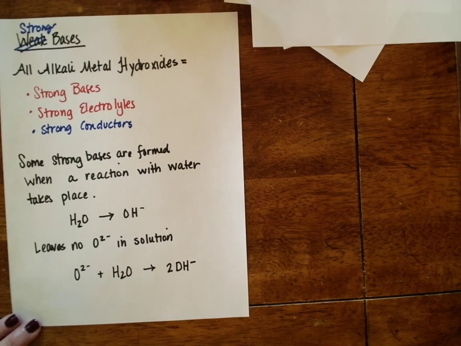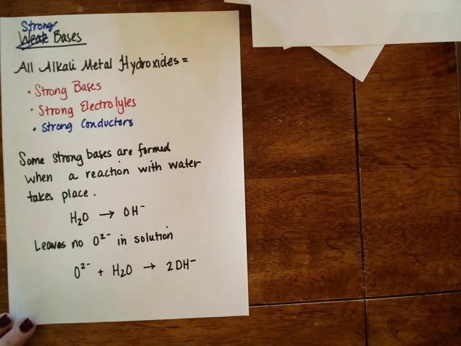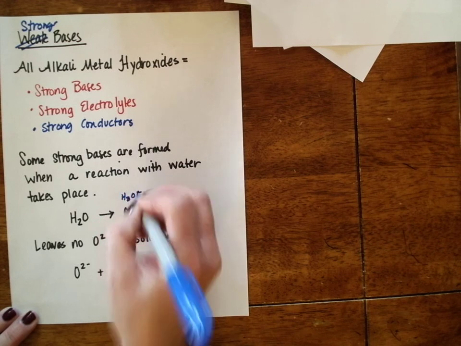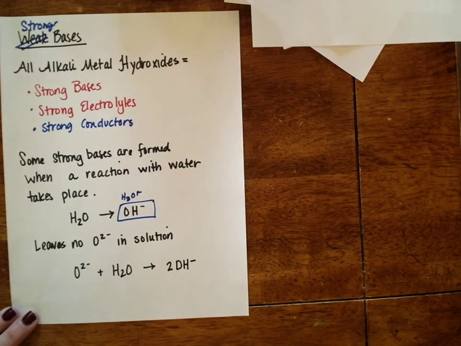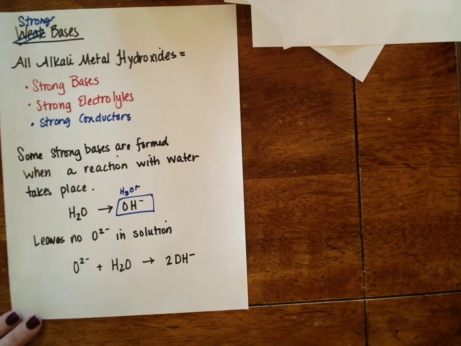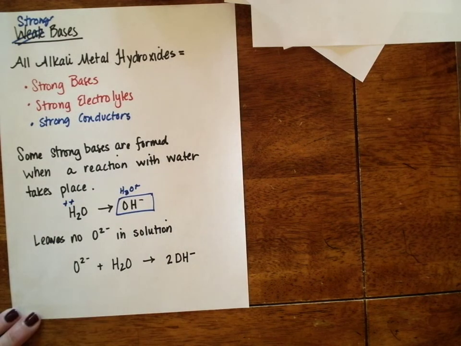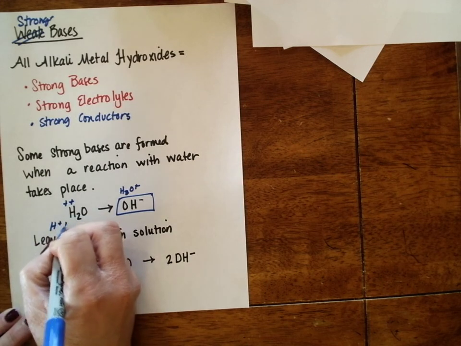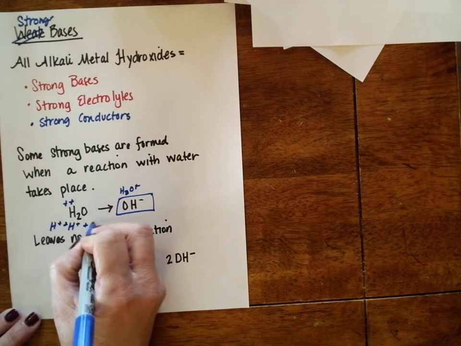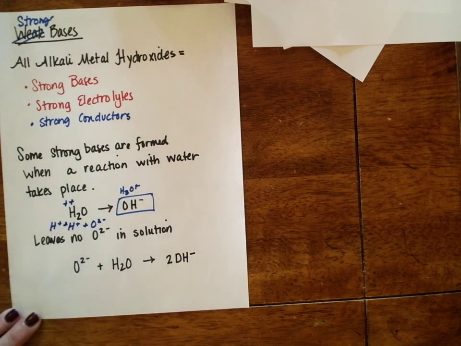We also have some other strong bases that are formed when I have a reaction with water that takes place. We know anytime we have water, not only do we have the possibility for this H3O plus, we also, if we're talking about a basic solution, have the possibility for that OH minus to show up. When I have something that's going to form a basic aqueous solution, then there are no O2 minuses left in that solution. Remember, this is a plus and a plus, H plus, H plus, plus O2 minus in order to get my neutral water.